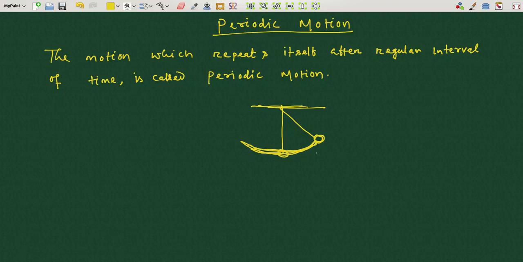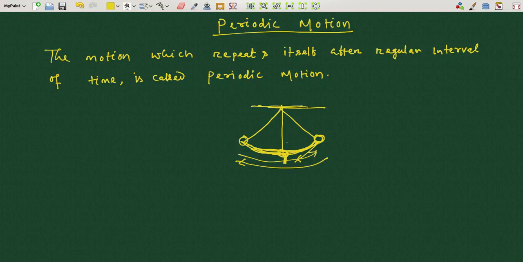This type of motion is called periodic motion because the bob comes here and comes to rest, again moves in this direction. When it comes to this position, its velocity increases, and again it comes to this position and again comes to rest. In this way the bob moves to and fro. This is called periodic motion.